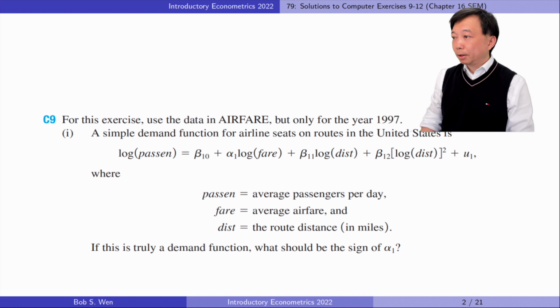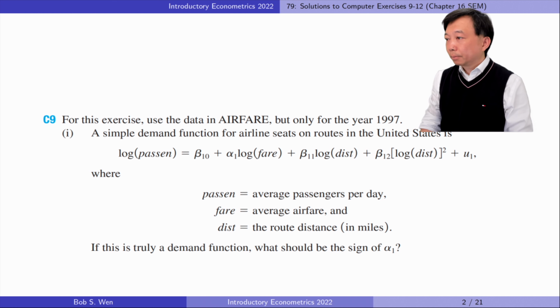Computer exercise 9 is about airfares. In part 1, a simple demand function for airline seats on routes in the United States is as follows. If this is truly a demand function, what should be the sign of alpha 1? Alpha 1 should be negative because higher airfare results in fewer passengers, other things equal.